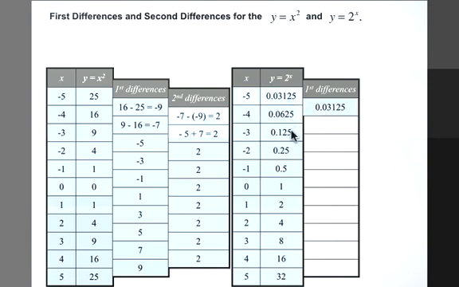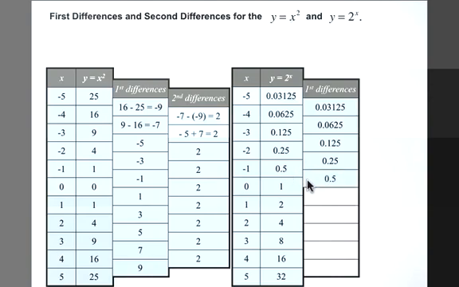Let's look at the next one. 0.125 minus 0.0625 is 0.0625. We're seeing a pattern develop here. The next one, 0.25 minus 0.125 is 0.125. So what we're seeing here is that this is increasing by a factor of 2 each time. So 0.25 times 2 is 0.5. So the difference will always be the previous y value, 0.25.